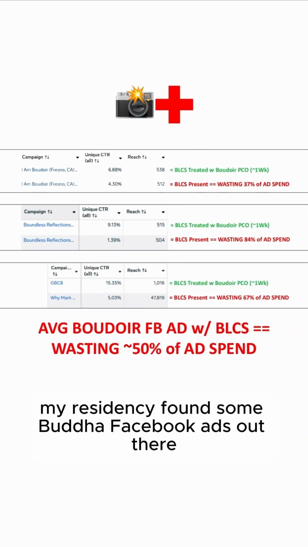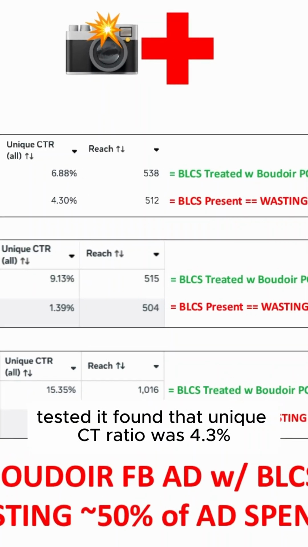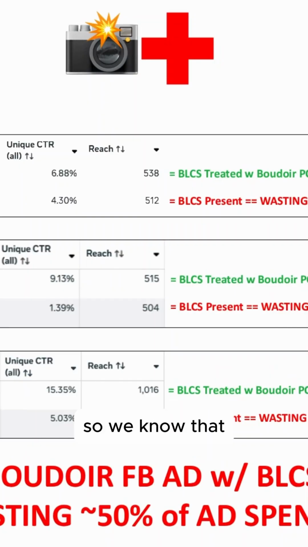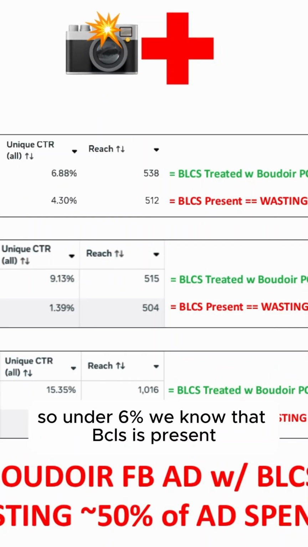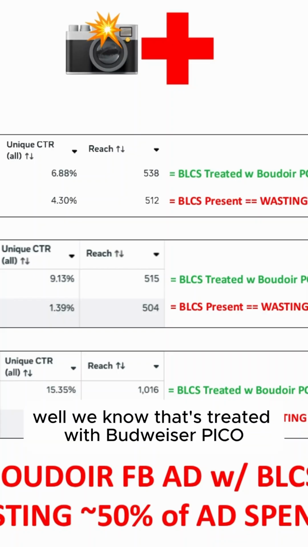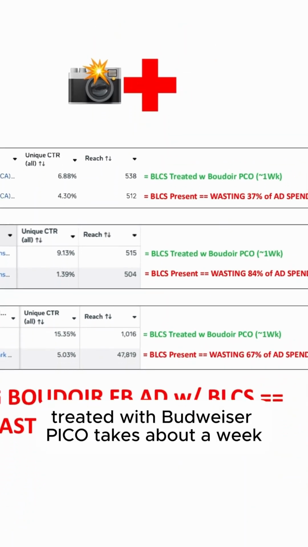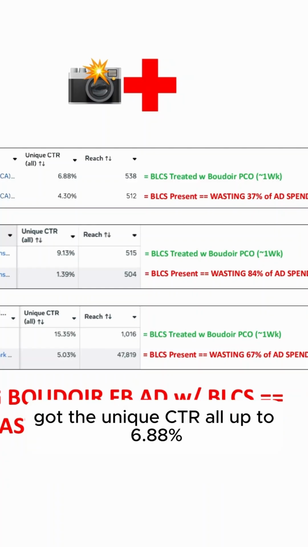So in my residency, I found some Boudoir Facebook ads out there. First part of my residency, I found the first one, brought it to the hospital, tested it, and found out its unique CTR all was 4.3%. So under 6%, we know that BLCS, Boudoir low click syndrome, is present. Well, we know that's treated with Boudoir Pico, which is exactly what I did. Treated with Boudoir Pico, takes about a week. I got the unique CTR all up to 6.88%.